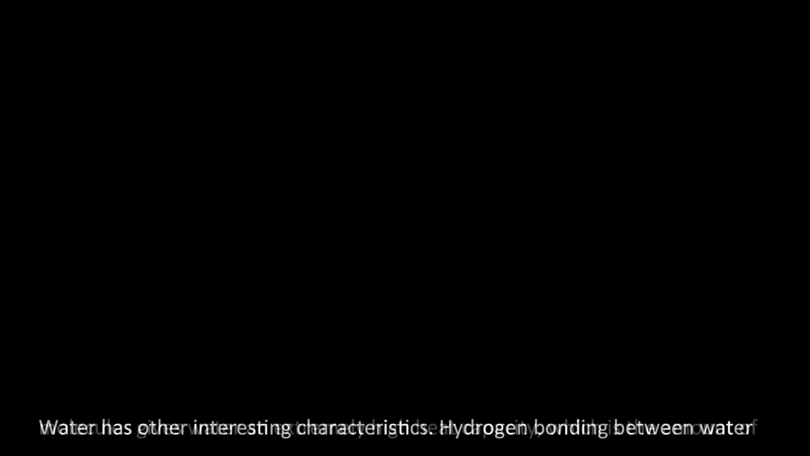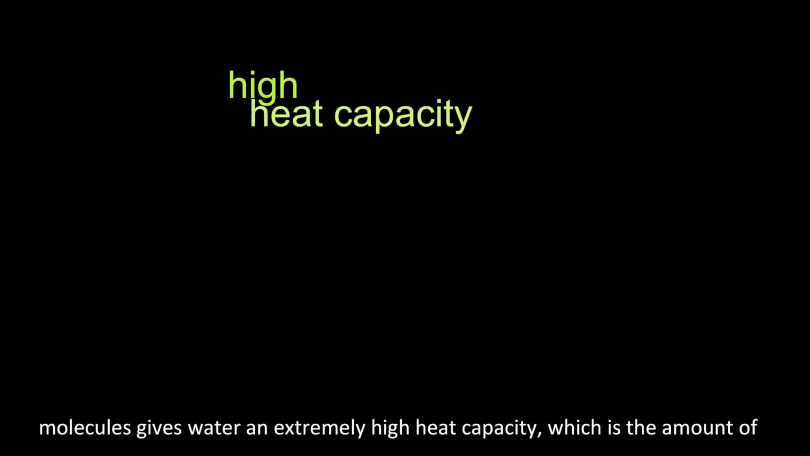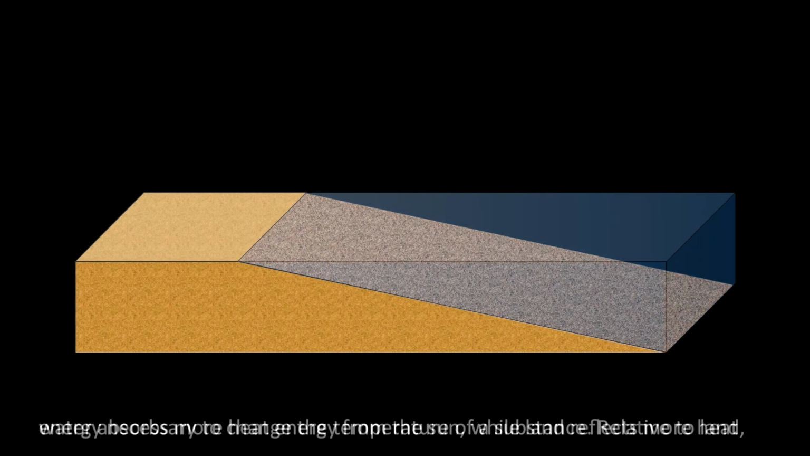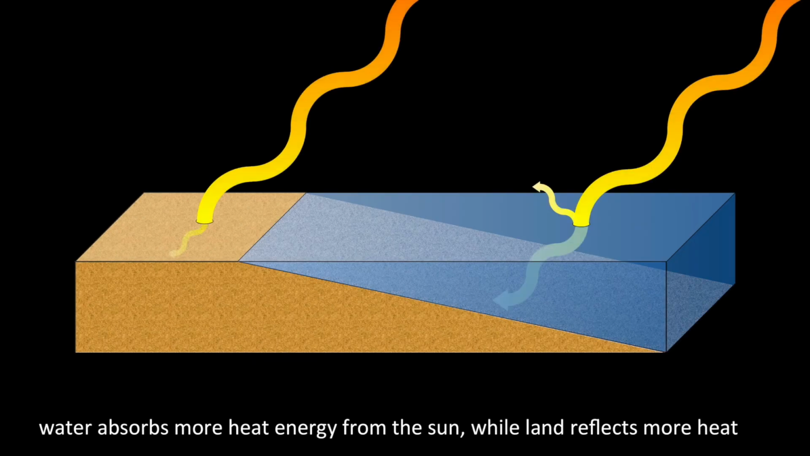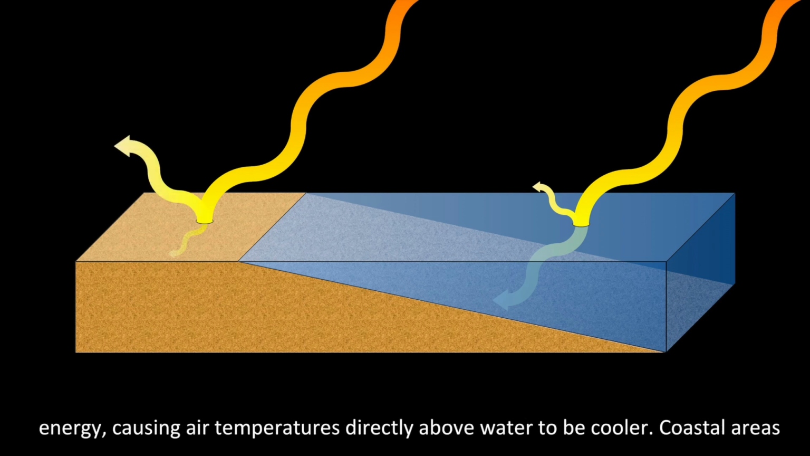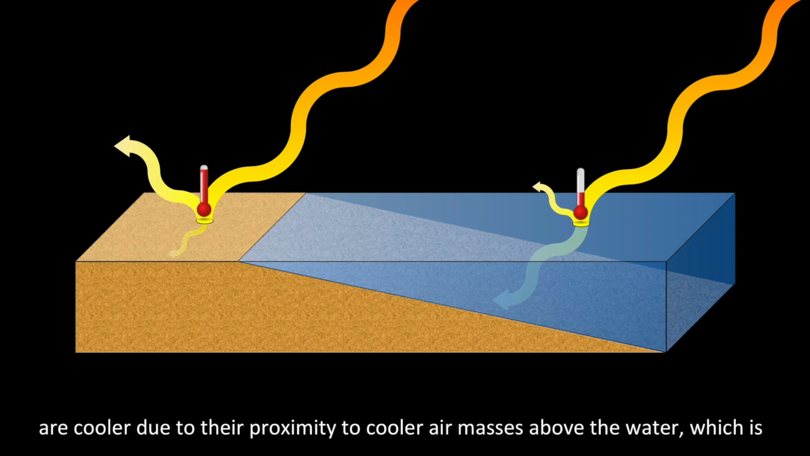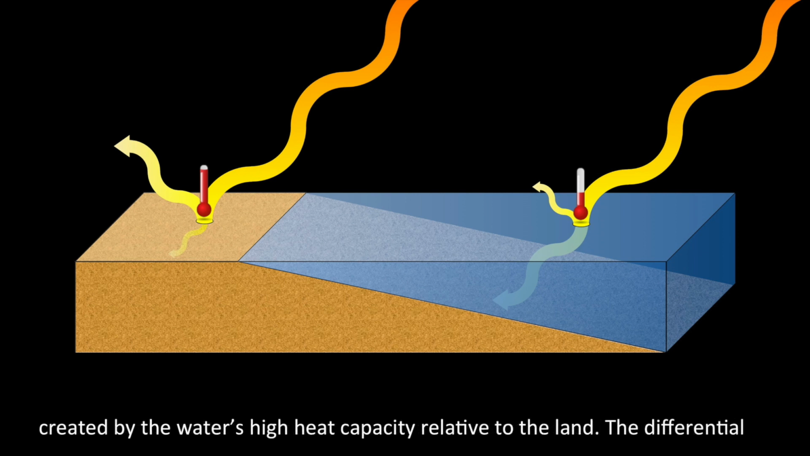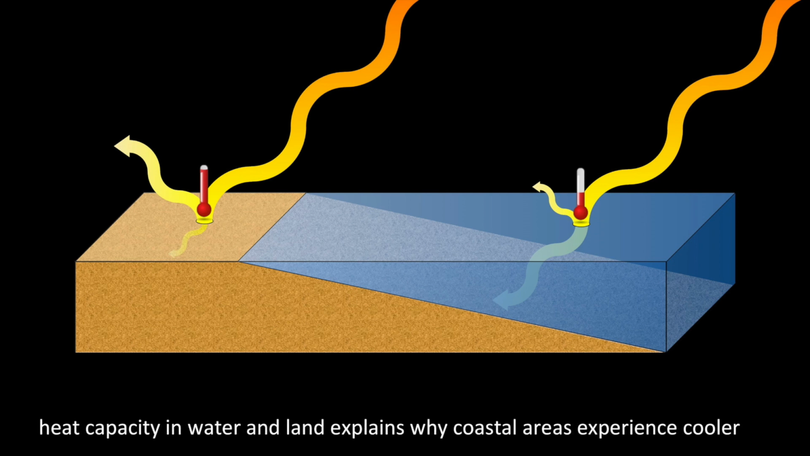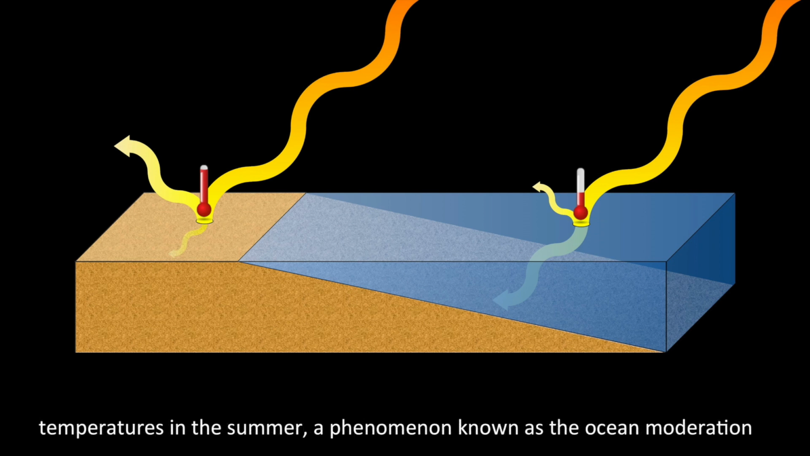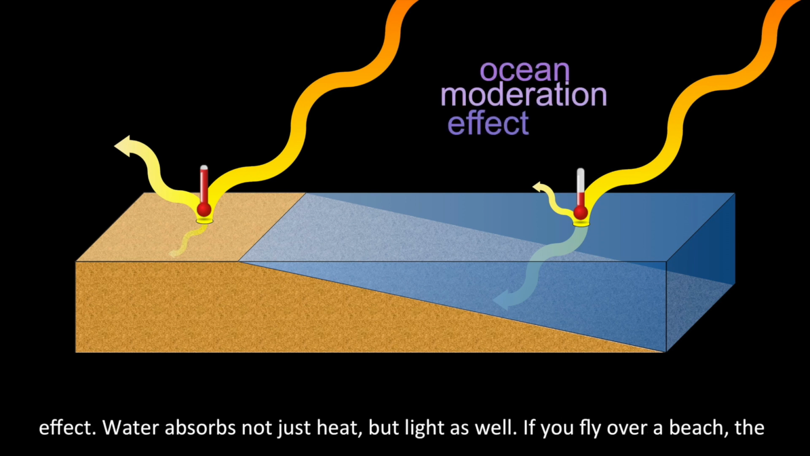Hydrogen bonding between water molecules gives water an extremely high heat capacity, which is the amount of energy necessary to change the temperature of a substance. Relative to land, water absorbs more heat energy from the sun, while land reflects more heat energy, causing air temperatures directly above the water to be cooler. Coastal areas are cooler due to their proximity to cooler air masses above the water, which is created by the water's high heat capacity relative to land. The differential in heat capacity in water and land explains why coastal areas experience cooler temperatures in the summer, a phenomenon known as the ocean moderation effect.